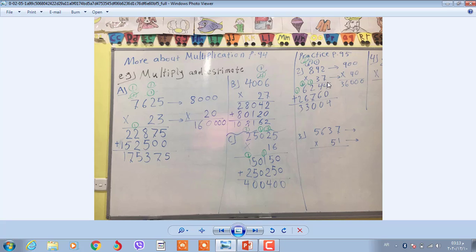And for estimate, because 9 is greater than 5, so increase 8 by 1 equals 900. And for 37, estimate to 40, because 7 is greater than 5, so increase 3 by 1 equals 4. We have 900 multiply 40, write down 3 zeros, because we have 3 zeros, and 4 multiply 9 equals 36.